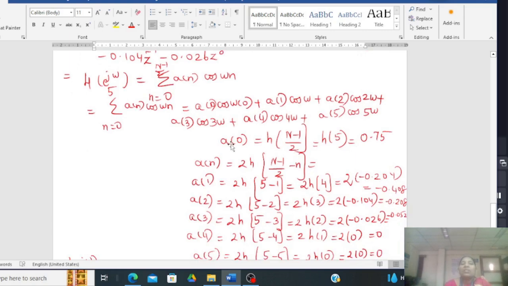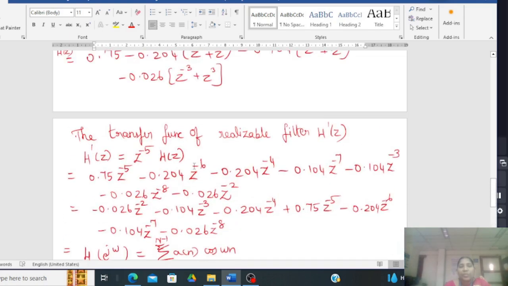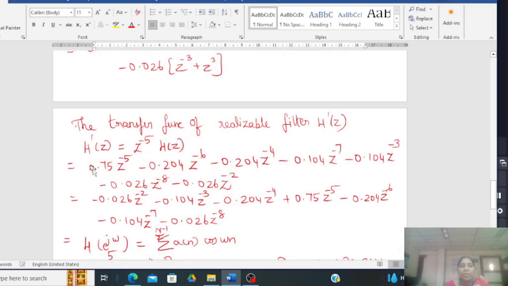Now, in this, we have to find out the values for a of 0 and a of n. For a of 0, the formula is h of (N minus 1) by 2. In that, N is equal to 11, so when you substitute, it will be h of 5, which is equivalent to 0.75 according to this particular equation.